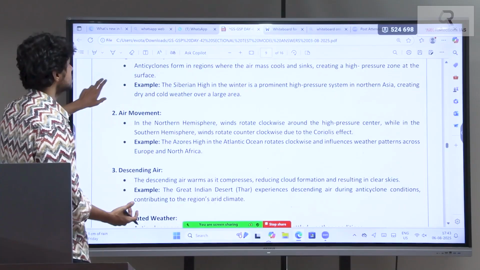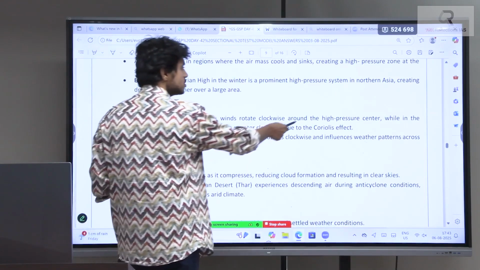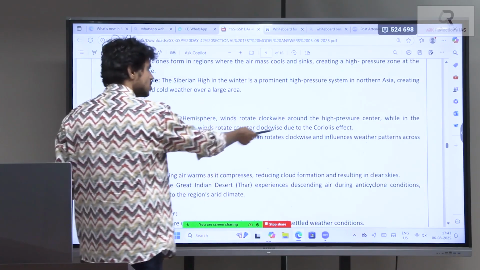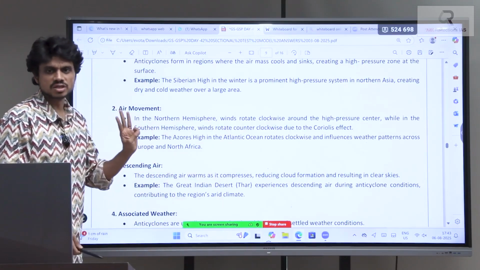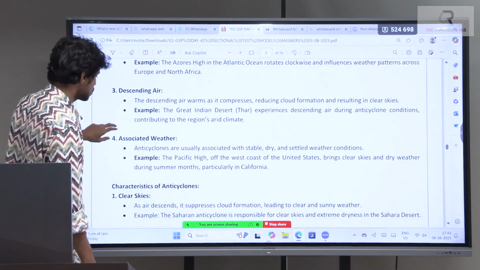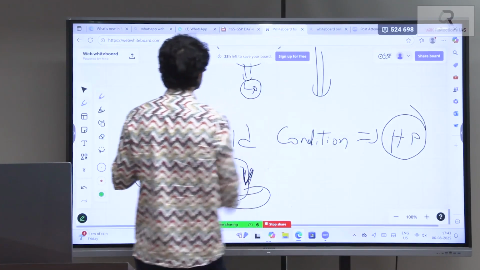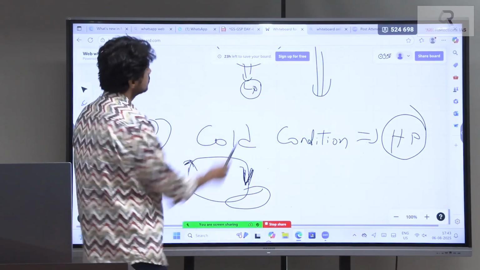See, in formation, where there are cold conditions, in the northern hemisphere winds rotate clockwise in the high pressure system, while in the southern hemisphere the winds rotate counterclockwise due to the Coriolis effect, the same thing which I have mentioned. You use those 3 reasons. Descending air, all this should be the one thing. Nothing else should be there. Okay, so you use these 3 parts in formation. Circulating wind systems. Okay, let me once check.